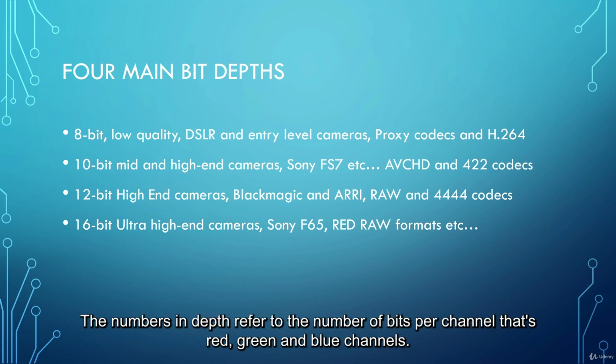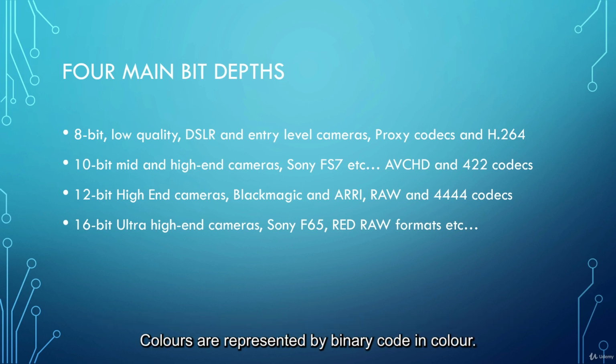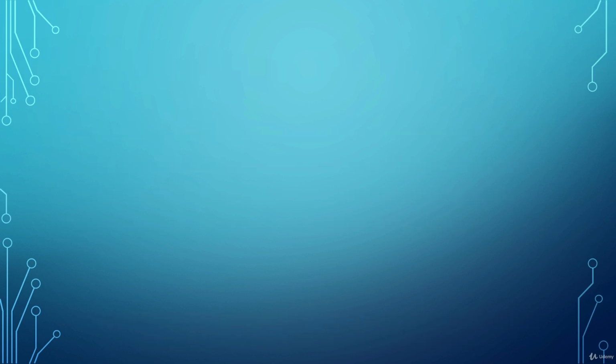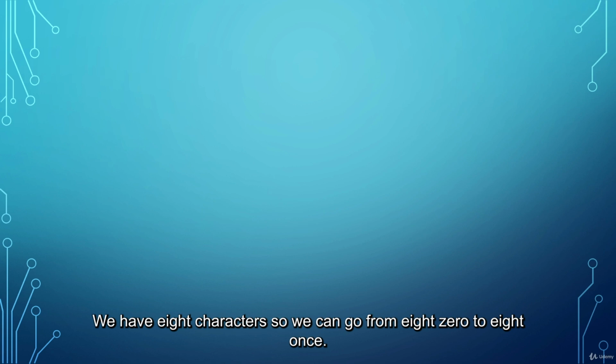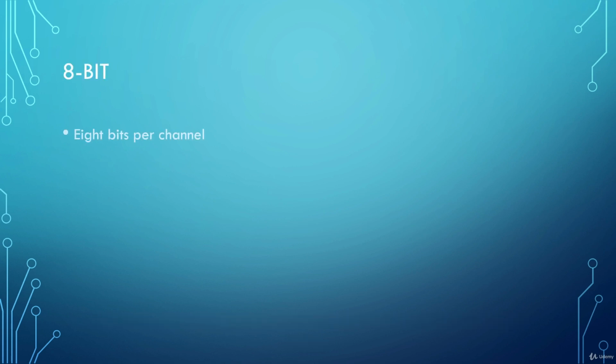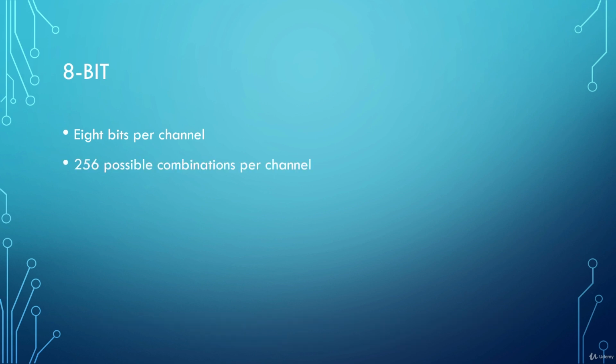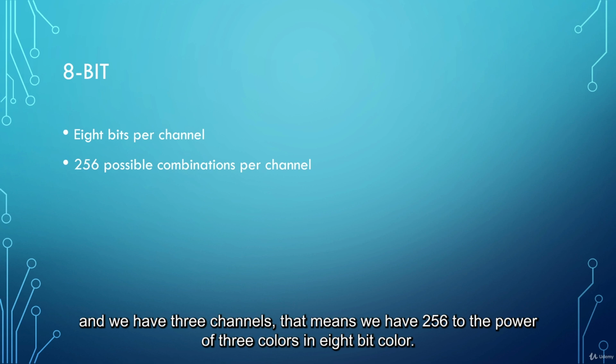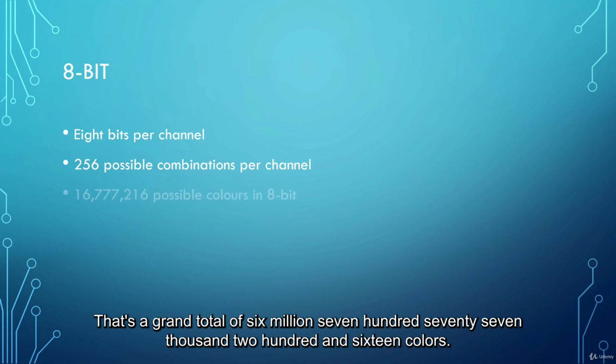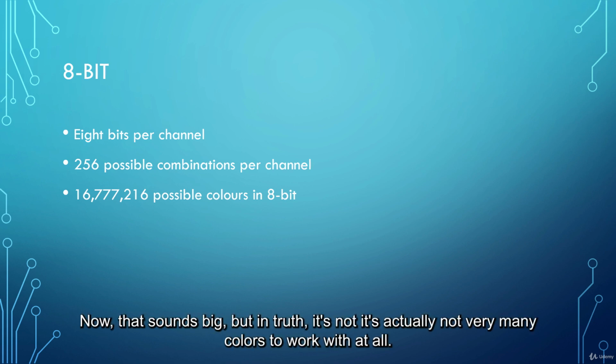The numbers in bit depth refer to the number of bits per channel, that's red, green and blue channels. Colours are represented by binary code. In 8-bit colour, we have 8 characters, so we can go from 8 zeros to 8 ones. There are 256 possible combinations of these 8 characters, which is 2 to the power of 8, and we have 3 channels. That means we have 256 to the power of 3 colours in 8-bit colour. That's a grand total of 16,777,216 colours.